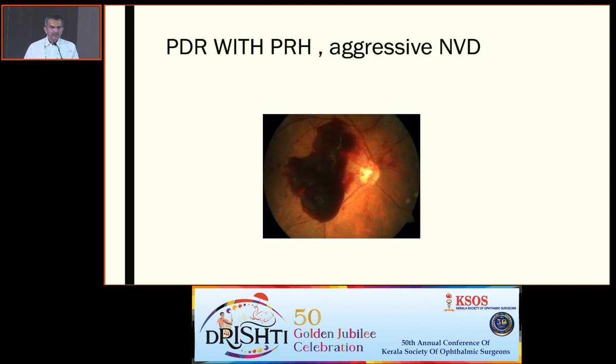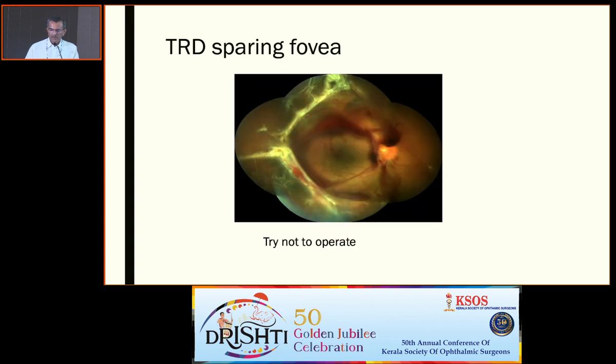And this is a PDR with preretinal hemorrhage. Aggressive neovascularization of the disc needs an early clearance and photocoagulation with oil.